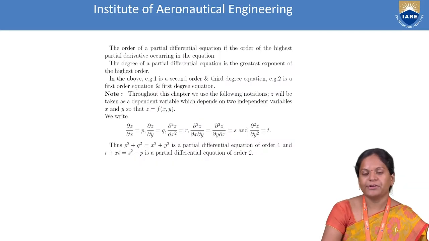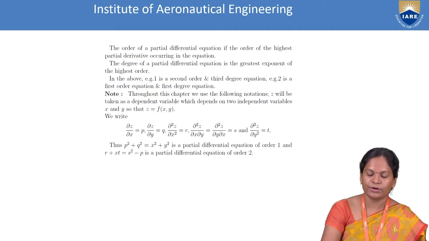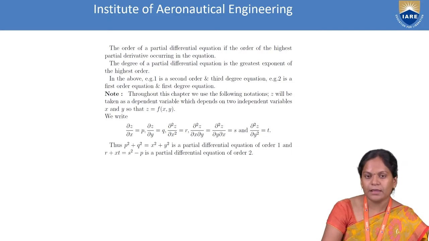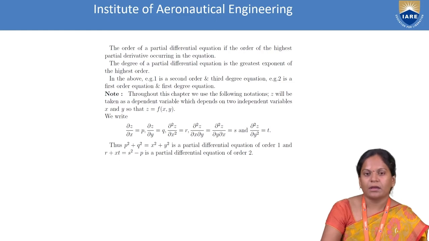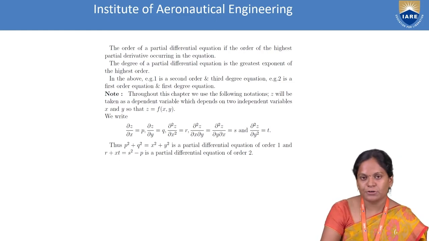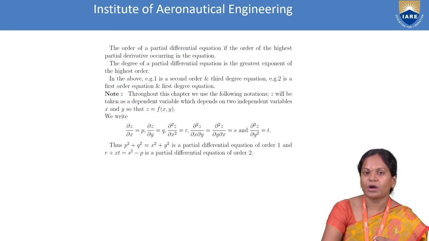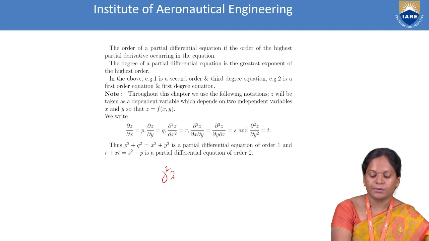And the order and degree of a partial differential equation is the same as the order and degree of an ordinary differential equation. So what is order and what is degree? In any equation, the highest derivative is nothing but the order and the power of the highest derivative is nothing but the degree. In a partial differential equation also, the order is the highest derivative. Suppose I am taking ∂²z/∂x² plus ∂z/∂y equal to 0.